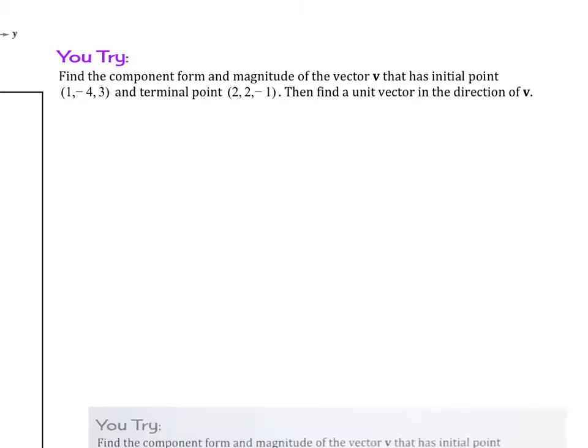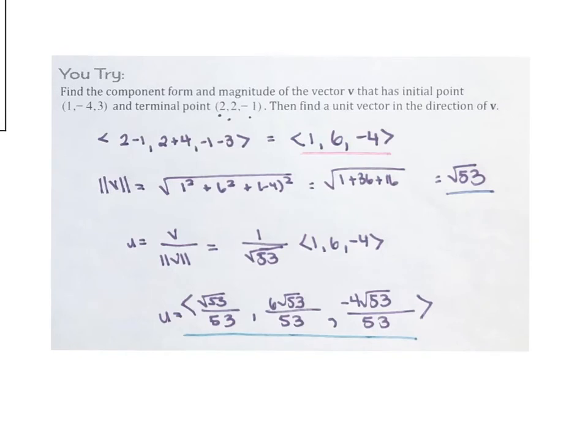Okay, if you tried this out, you should have gotten 1, 6, and negative 4 here. The magnitude is square root of 43. And then you found that the unit vector is square root of 53 over 53, 6 root 53 over 53, and negative 4 root 53 over 53.